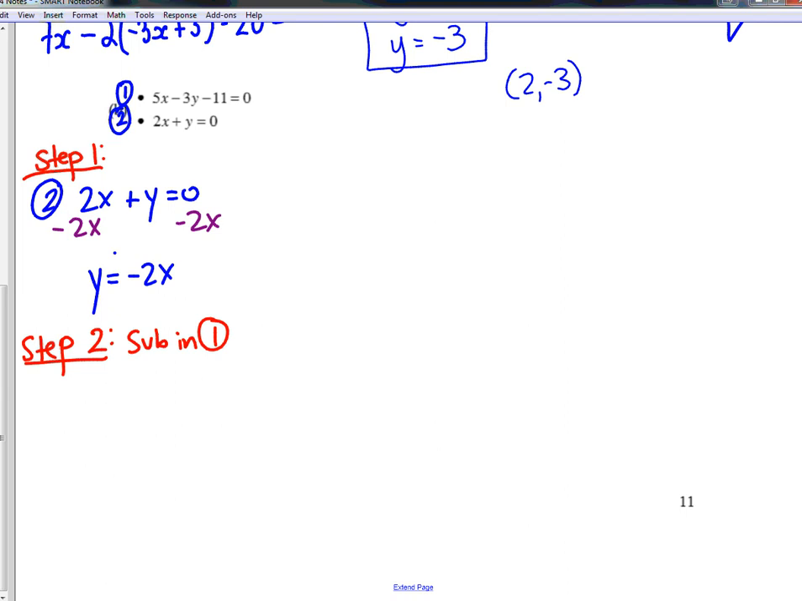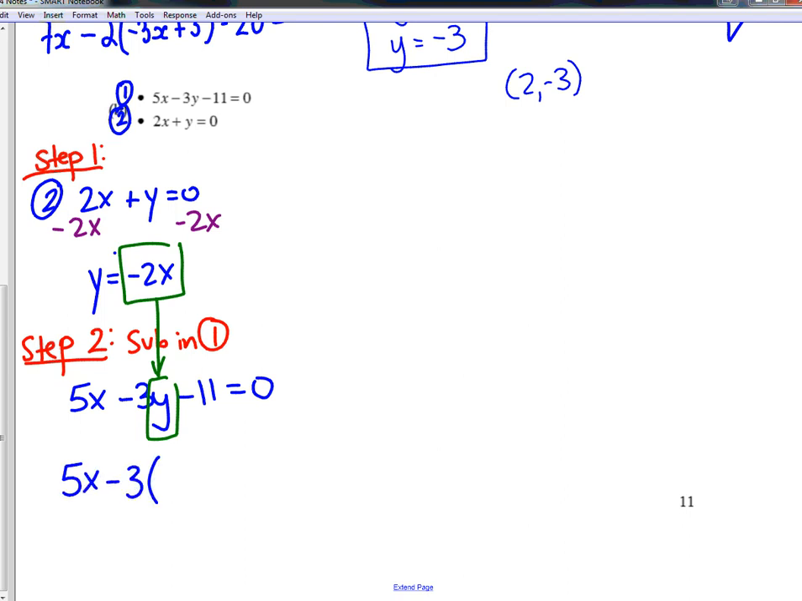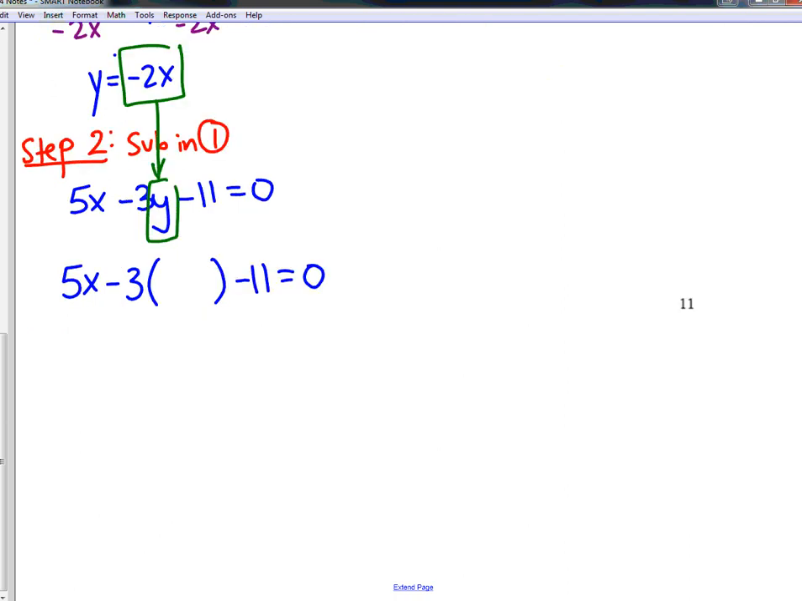The first equation was 5x minus 3y minus 11 equals 0. Which variable are you replacing? Y. Because we have y equals, I'm replacing the y. 5x minus 3. Whenever you replace, put it in brackets. Instead of y, you're going to write negative 2x.